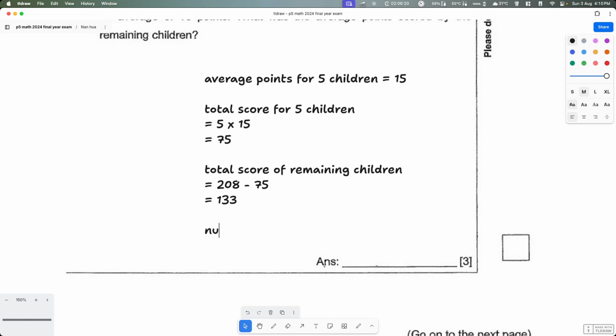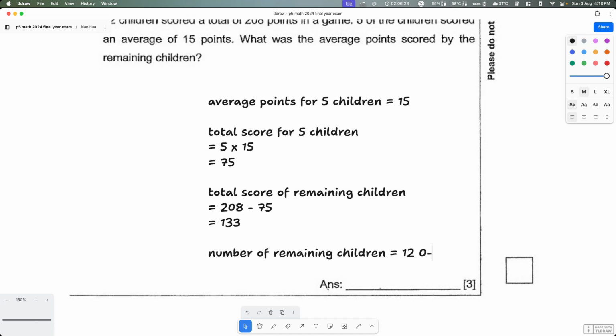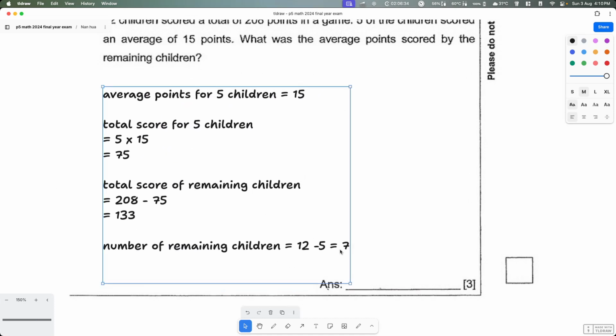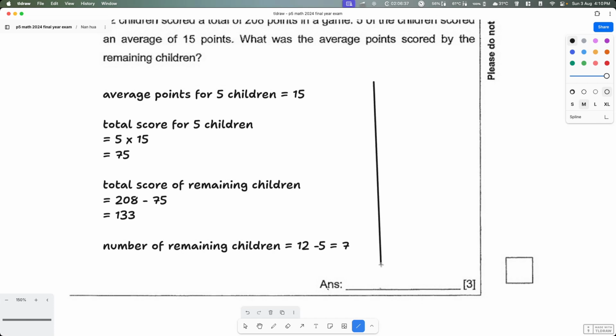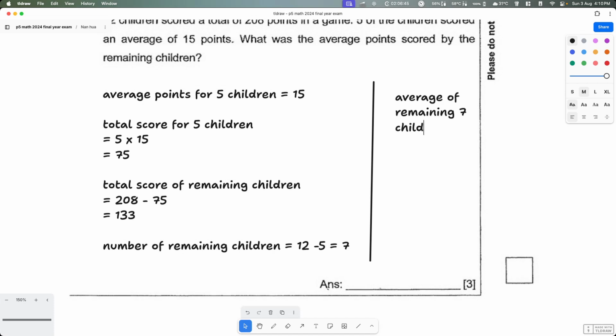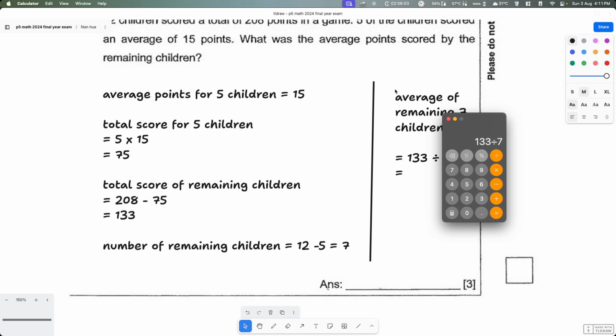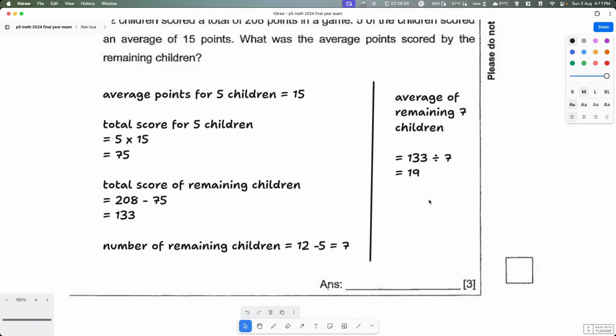So, number of remaining children is equal to 12 minus 5, which is equal to 7. All right, so with this 7, let's do the average. So average of remaining 7 children is equal to 133 divided by 7, and this will equal to, divided by 7, 19. Yay, 19. So the answer is 19. There we go.